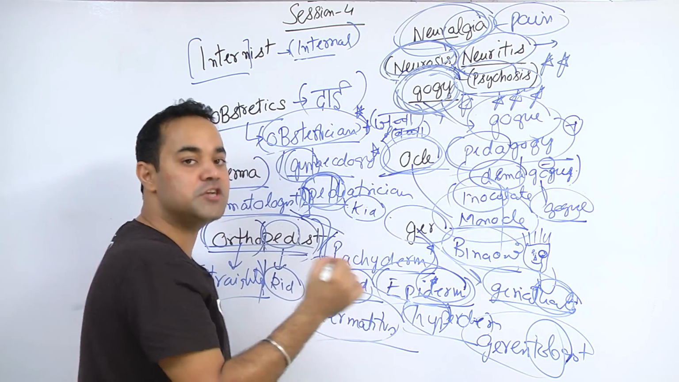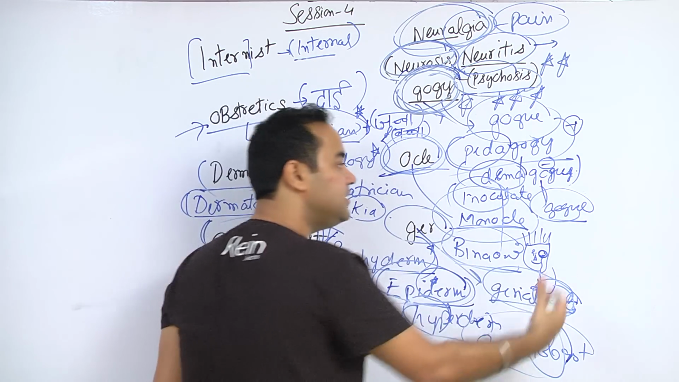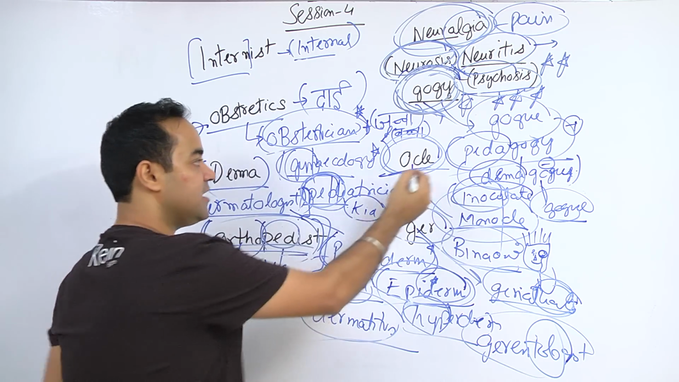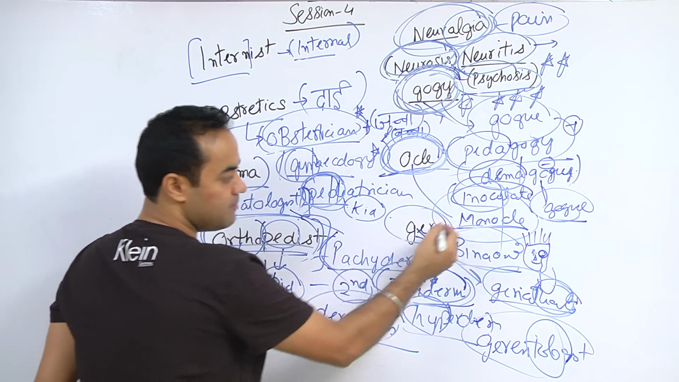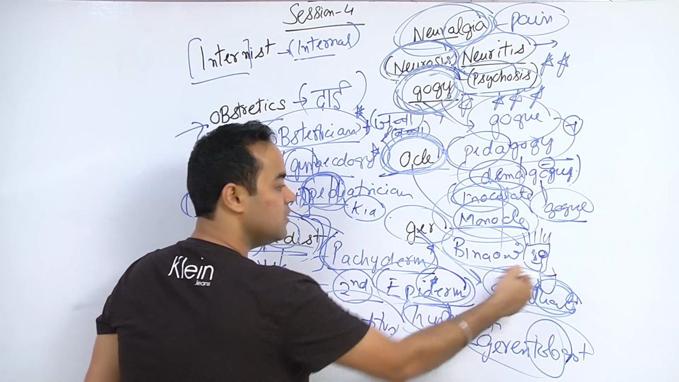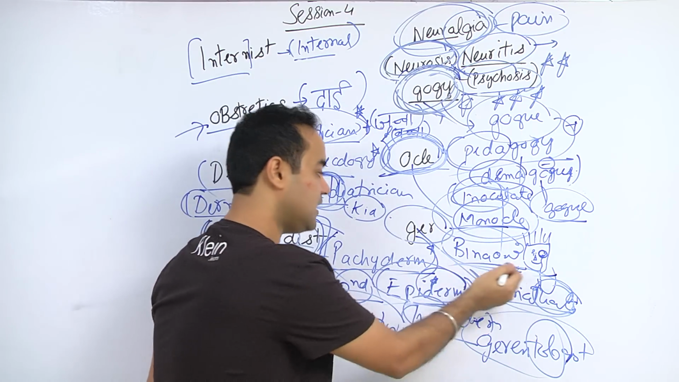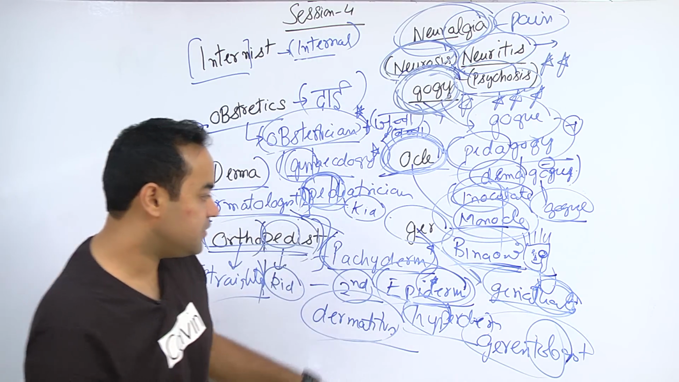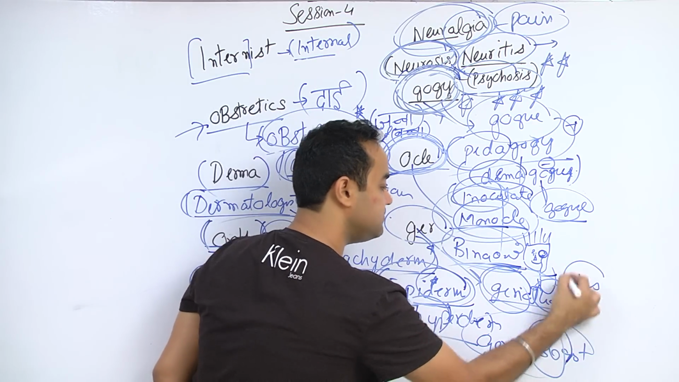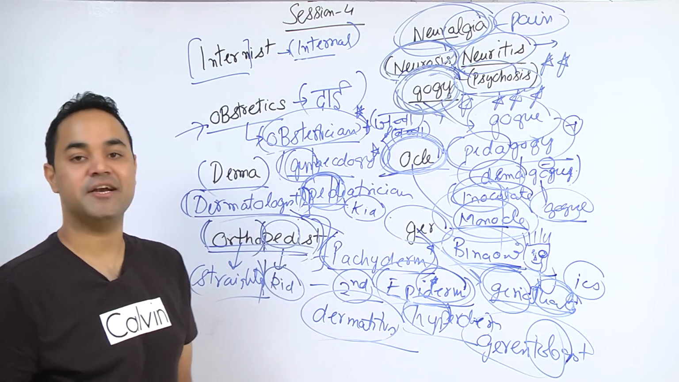Pedagogue is a leader of children. Pedagogy is leading of a child. Demagogy means leading of people. Inoculate means to make an eye. The next word was ocle, to make a monocle, single eye. We made Muhammad Ali Jinnah. Binoculars means two eyes. Monocle, single eye. The next one we did was ger. Geriatrics, iatrics means a specialist. Gerontologist means a study of old people.